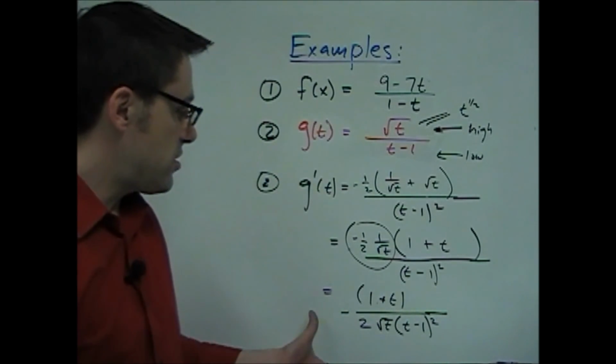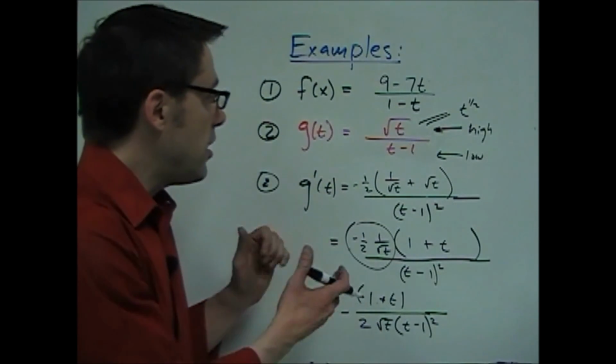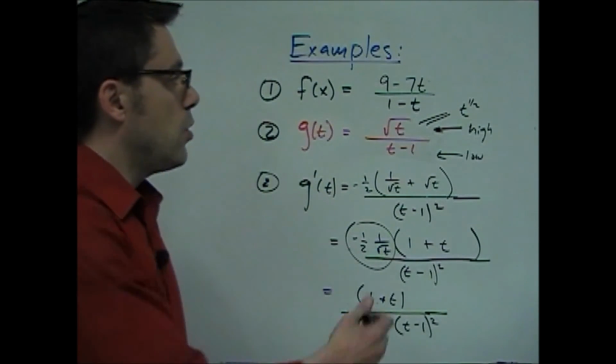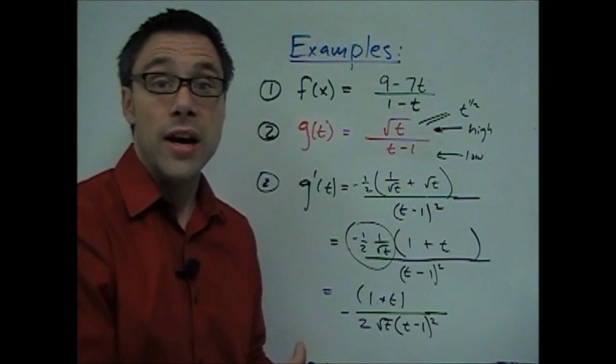Okay, so this is the simplified version, but again, this last bit was just algebra. The quotient rule was just identifying the high and the low and differentiating in the right combination.